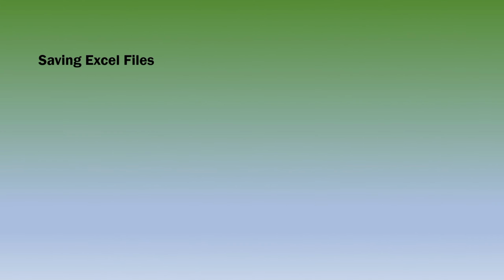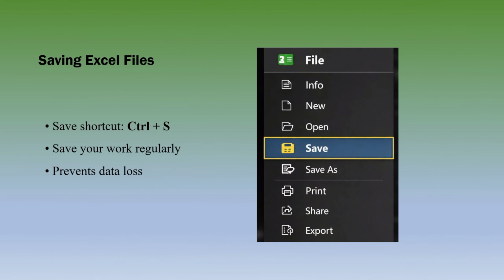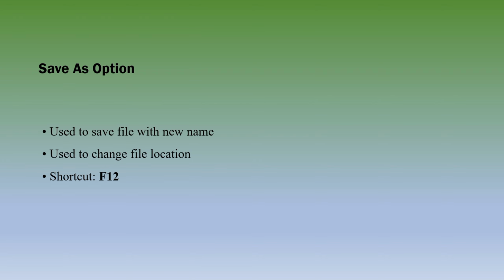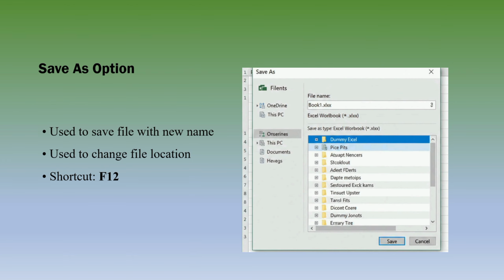It is very important to save your work. Press Ctrl+S to save the file. Saving regularly helps to prevent data loss. Save as is used to save the file with a new name or in a new location. It is also used to change the file format. The shortcut key for save as is F12.